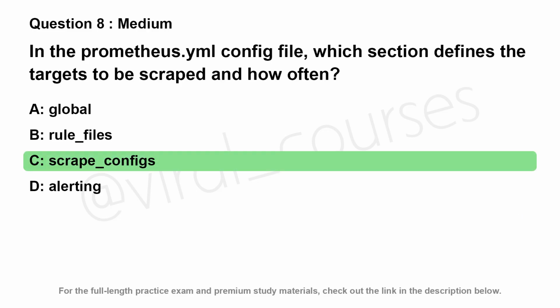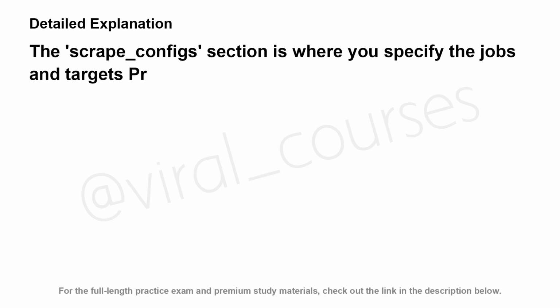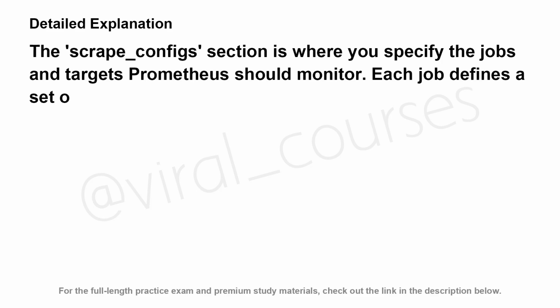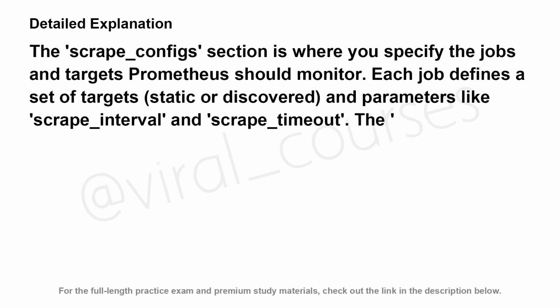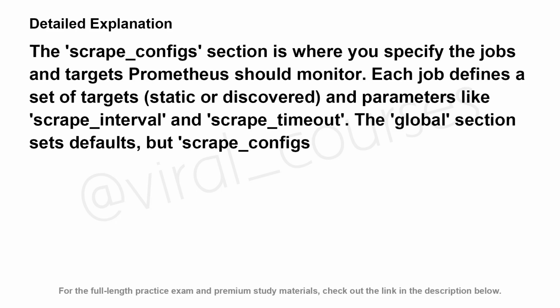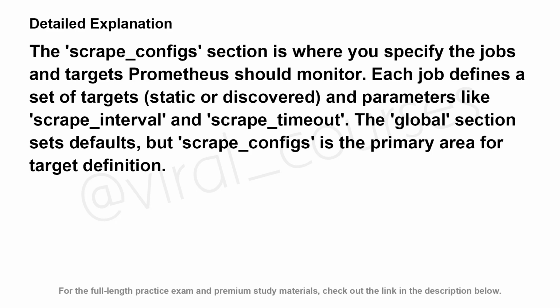The correct answer is C. The scrape_configs section is where you specify the jobs and targets Prometheus should monitor. Each job defines a set of targets, static or discovered, and parameters like scrape_interval and scrape_timeout. The global section sets defaults, but scrape_configs is the primary area for target definition.